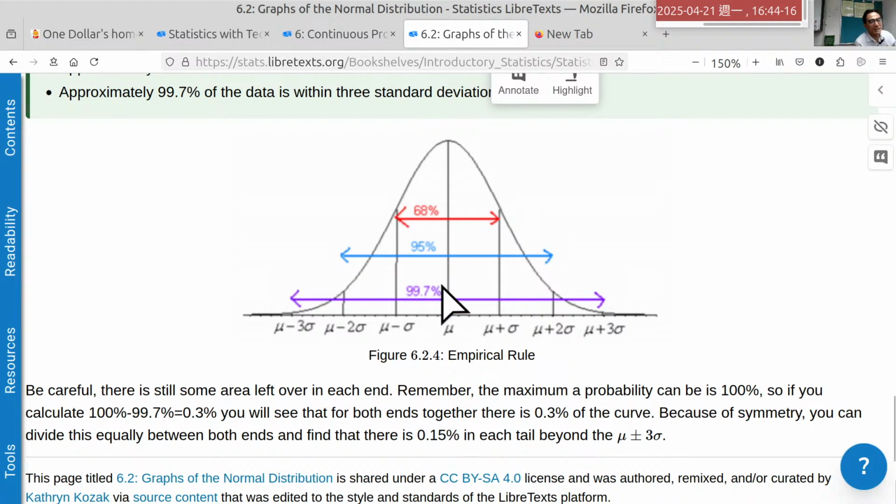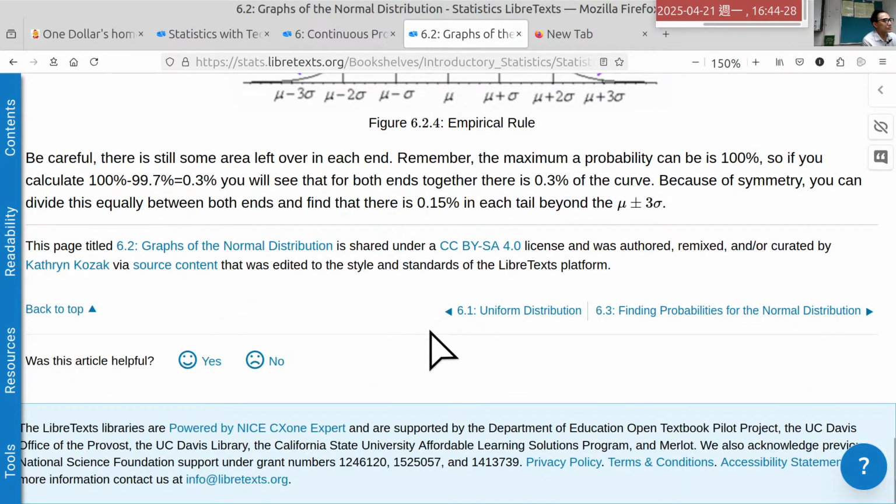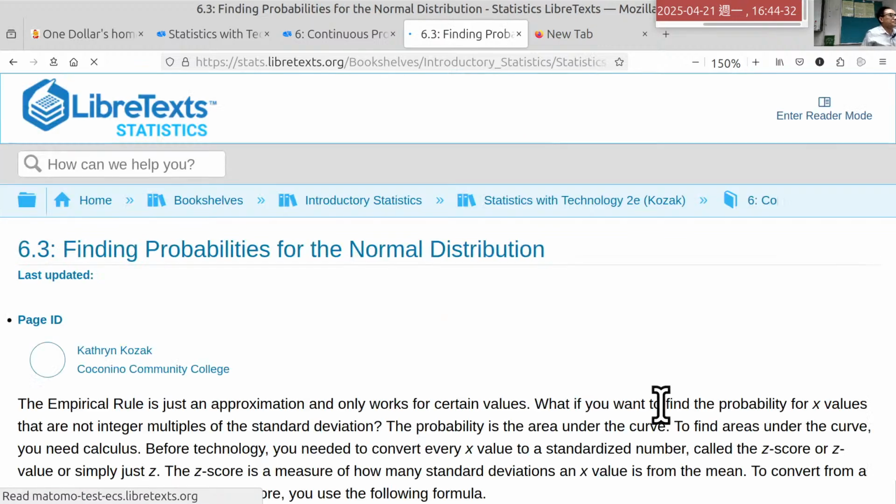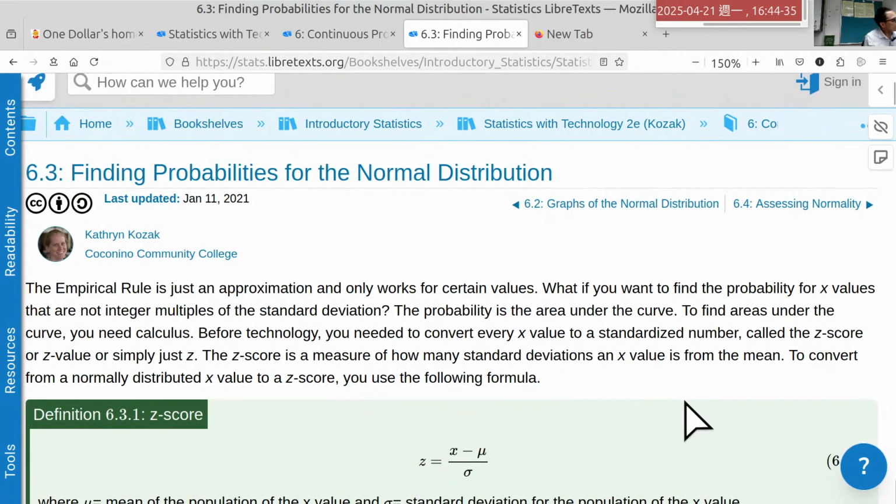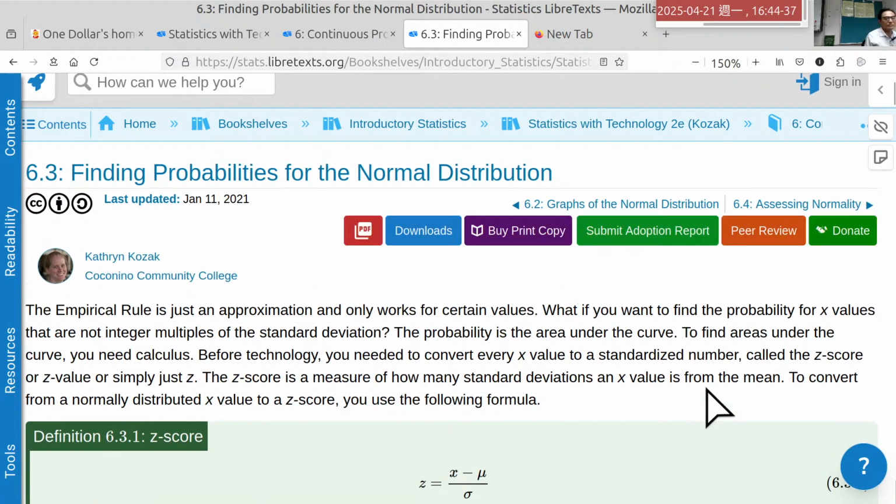Again, 68%, 95%, and 99.7%. Okay, let's move on. A minute, please.